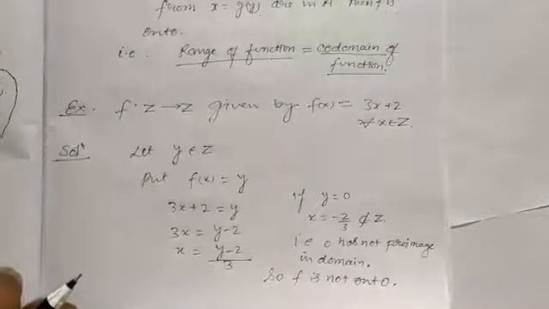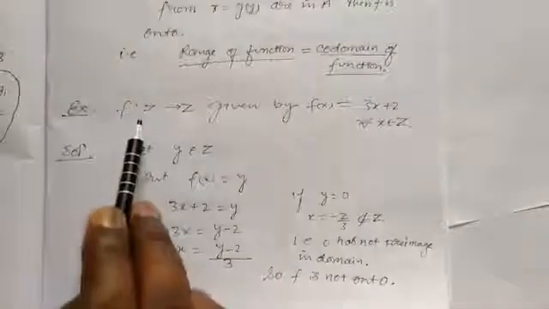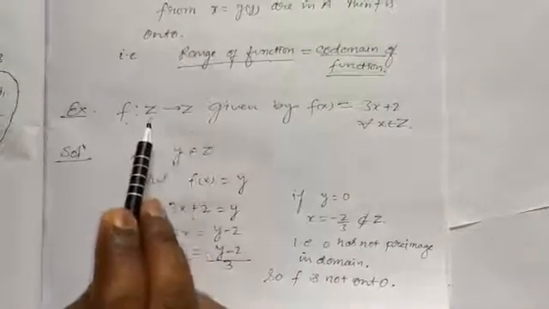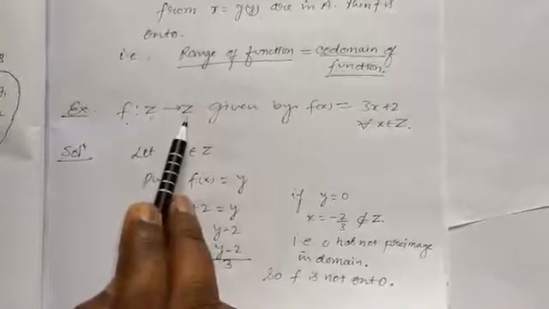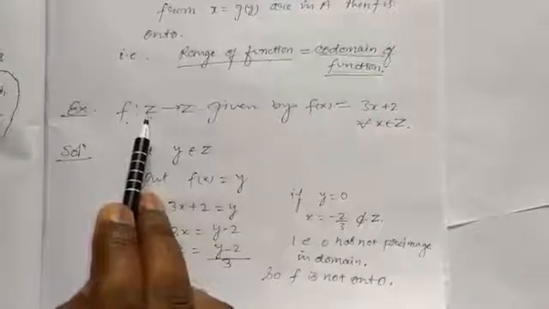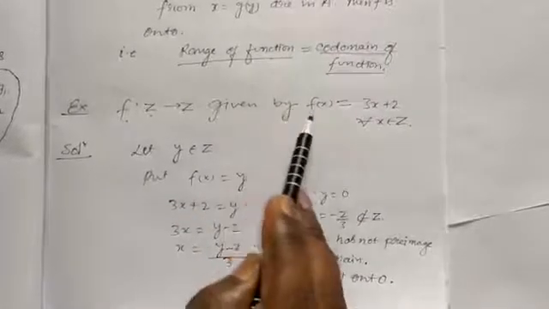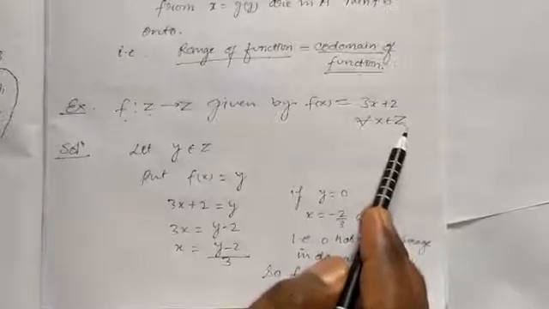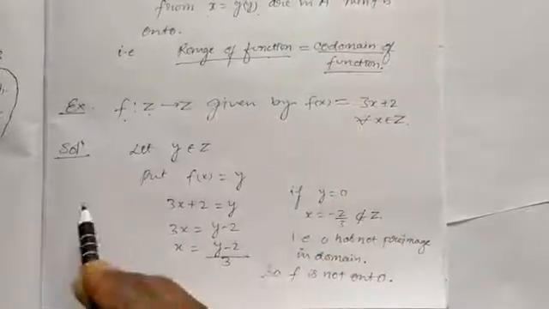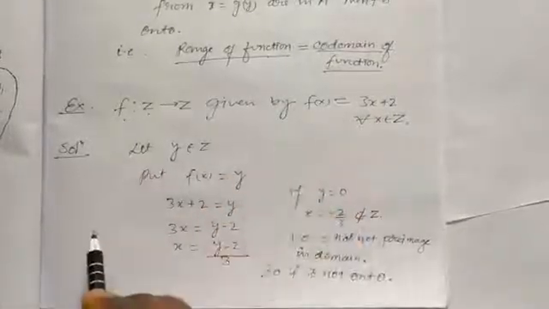You can understand this very well by this example. f is a function from Z to Z, where Z is the set of integers. The first Z will be the domain set and the second will be the codomain set. It is given by f(x) equals 3x plus 2 for all x belonging to Z. How can you check whether this function f(x) is onto or not onto?